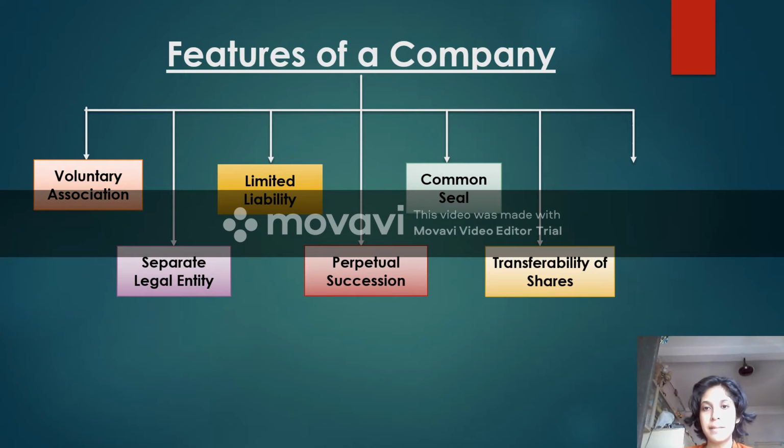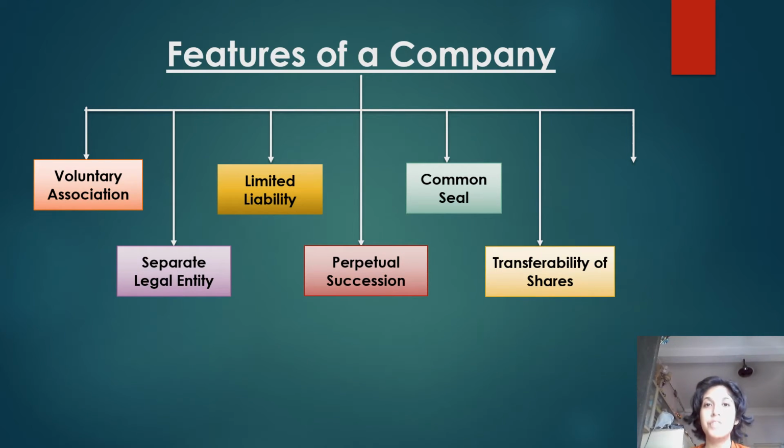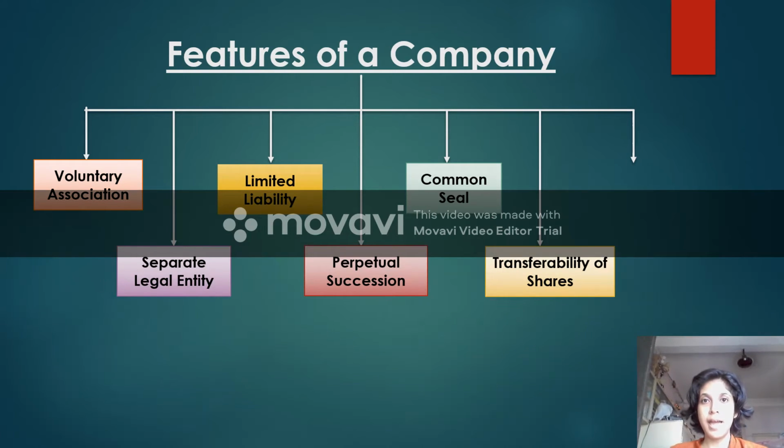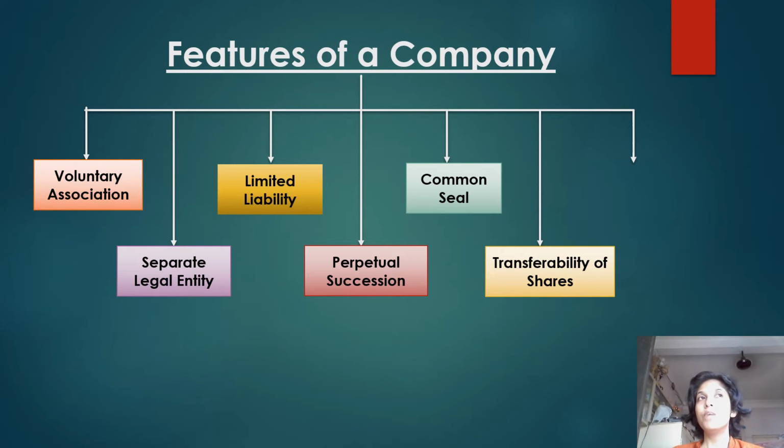Next one is transferability of shares. It means that when a member holds some shares of a company, these are easily transferable to any other member or any other non-member of the company itself. Okay, so if one person holds 10% of the shares and if he does not want to continue with that 10%, he wants to sell, for example, 5% of his shares to any person he likes, then he can do that.